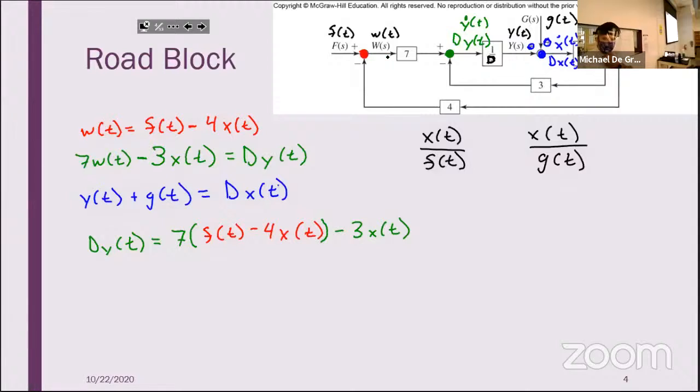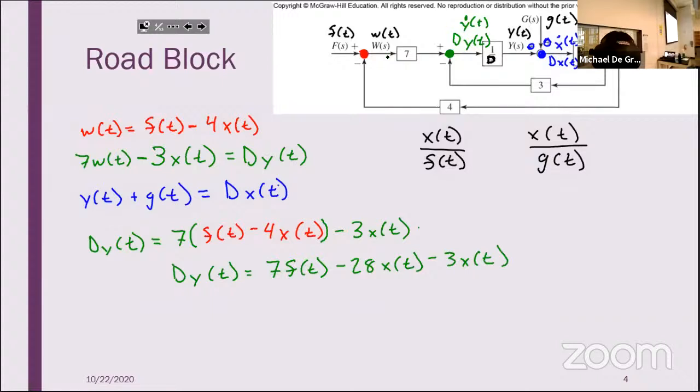So what we're going to want to do is expand this first expression here, because we've got 4x of t times 7. So I'll just write it underneath. We can rewrite this to be 7 times f of t minus 28 x of t minus 3 times x of t. So we get 7 f of t minus 31 x of t.